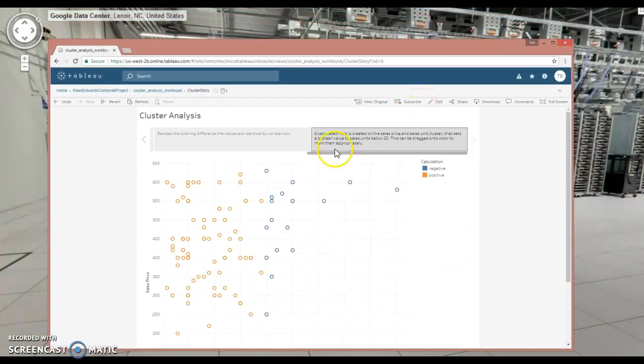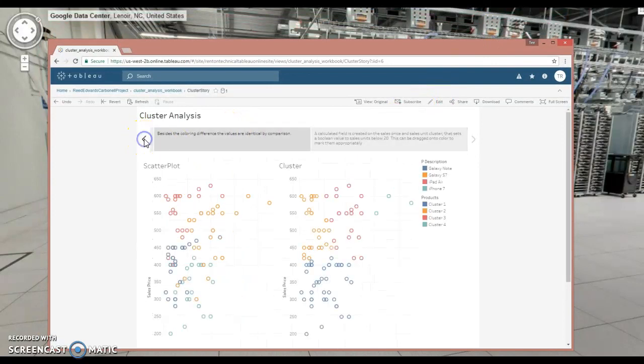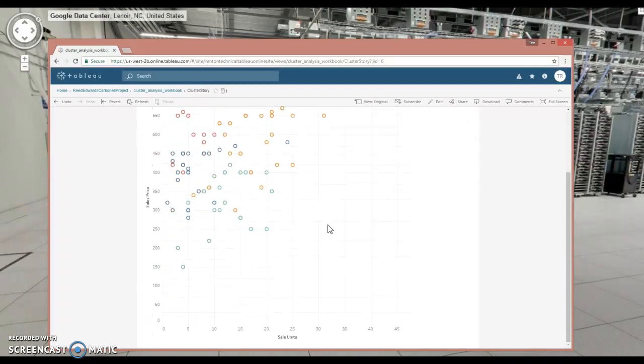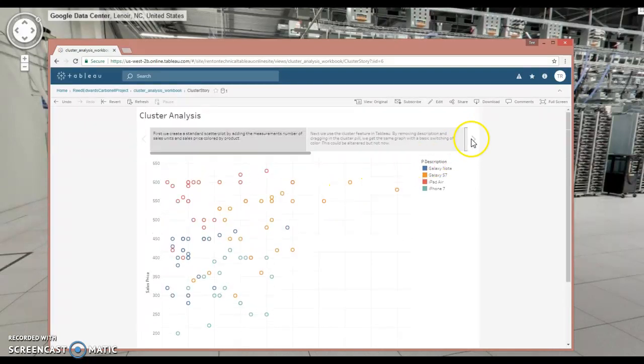Next, we have cluster analysis. First, we create a standard scatter plot, adding the measurements of number of sales and sales price colored by product. Next, we use the cluster feature in Tableau.